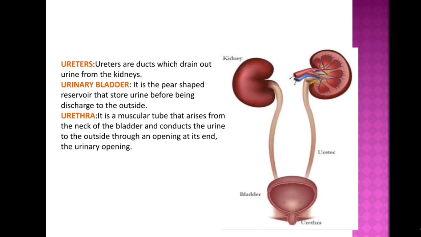Then the next is the urethra. The urethra is a muscular tube that arises from the neck of the bladder and conducts the urine to the outside through an opening at its end known as the urinary opening. In the diagram you can see which one is the kidney, which is the pair of ureters, then the bladder and the urethra.